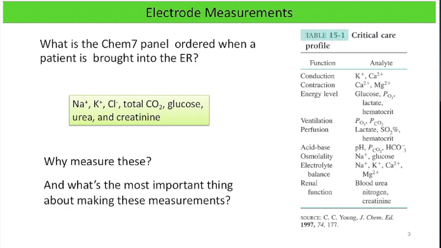So why would you want to measure these components? Well, the short answer is by measuring these different components in a patient, the ER doctors can quickly determine if a patient is suffering from a specific condition. Now, when you're in an ER, what is the most important thing about making these measurements? Usually, if you're in ER, that means you need help right now. So speed is of the utmost importance, and electrochemical methods are good because they give results quickly.